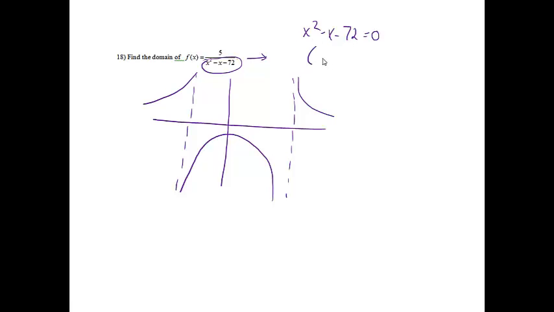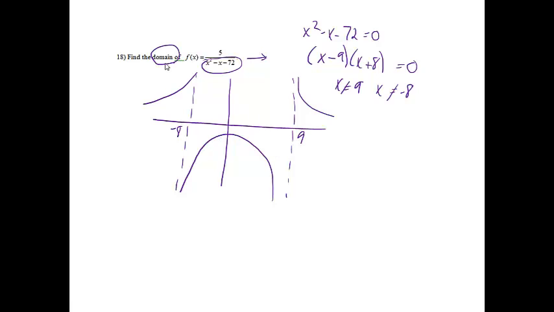And so I'm going to factor this. It would be x minus 9, x plus 8, and if I use the 0 product property, that would mean that when x equals 9 and when x equals negative 8, that's not good. So x cannot equal 9 and x cannot equal negative 8. So that's actually where those asymptotes are happening.